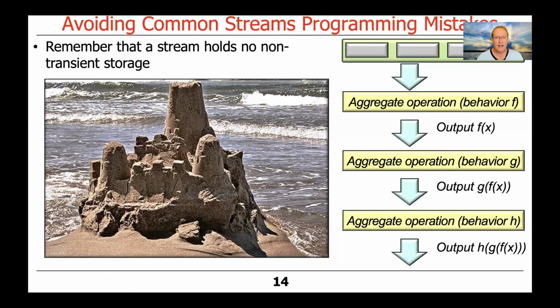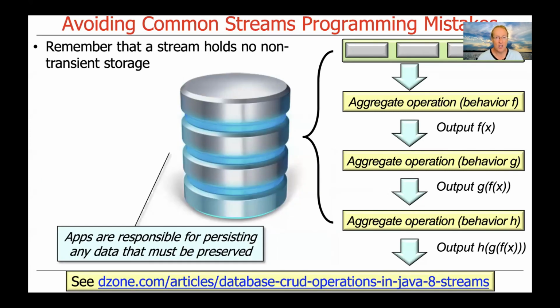Another thing to keep in mind in the back of your head is that a stream holds no non-transient storage. And a good way to think about that is think about a sand castle on a beach, which is transient. When the waves come in, when the tide comes in, the sand castle gets washed away, no matter how beautifully constructed it will be. So the same thing is true with your stream. If something happens, if your program crashes or an exception is thrown, the data that's in the stream being processed won't be stored persistently. So if you want it to be stored persistently, then you have to persist it.